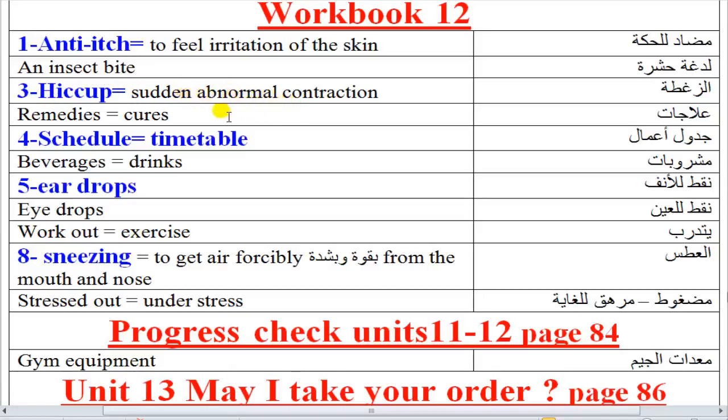Sudden abnormal contraction. Hiccup. Remedies, cures. Schedule. British schedule. Schedule. Timetable. Beverages. Drinks. Eardrops. Eye drops. Workout. Exercise.